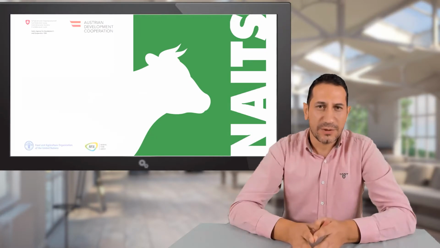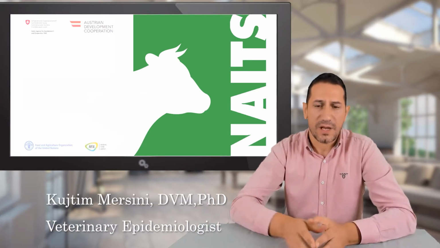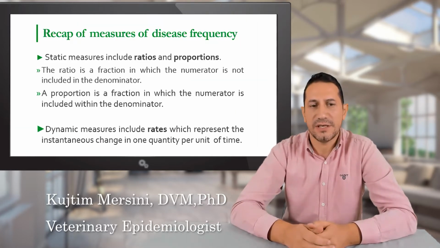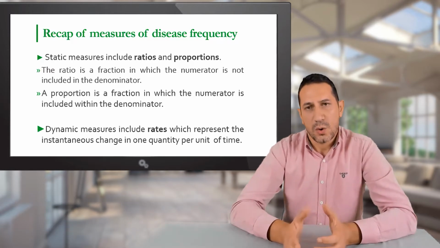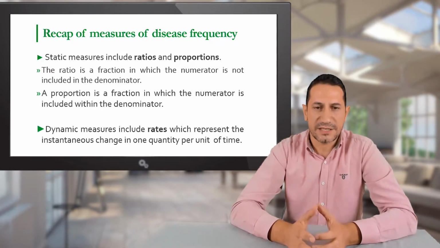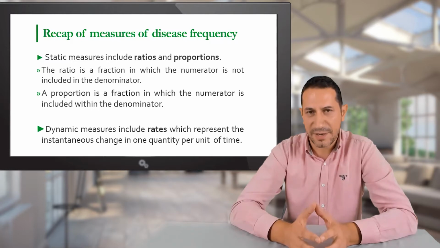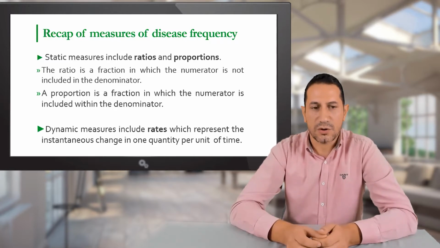Hello, and today we are going to talk about incidence and prevalence. Recapitulating from the last lecture about the measures of disease frequency, we have to say that the measures of disease frequency are measured in static measures and dynamic measures. Today we will mainly focus on the static measures, and we'll talk in the next lecture about the dynamic measures.